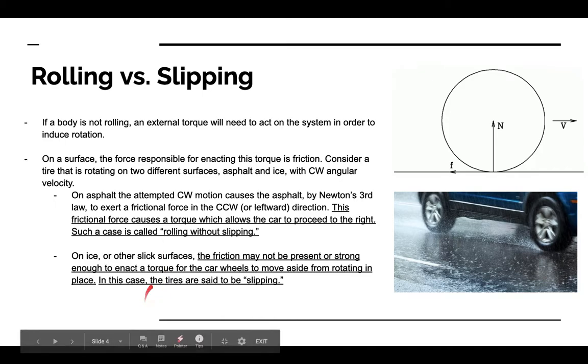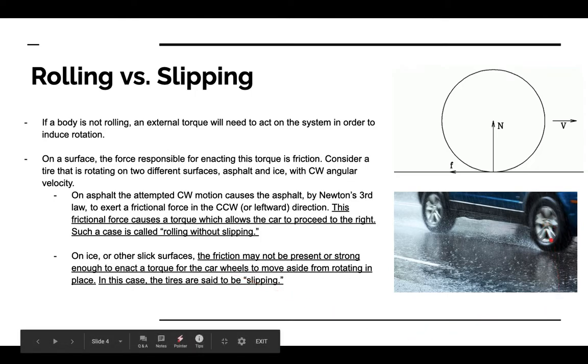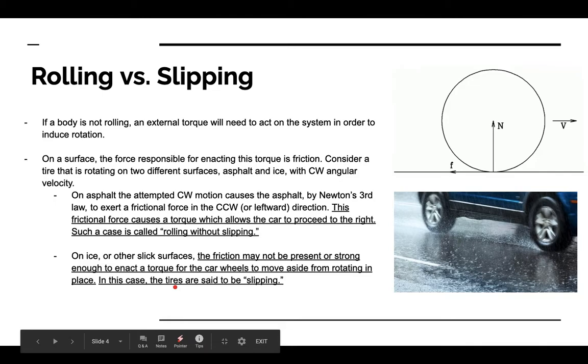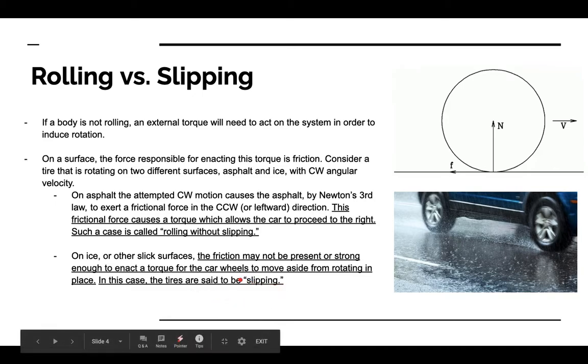On the other hand, if we have ice or other slick surfaces, the friction may not be present or strong enough to enact a torque for the car wheels to move, aside from rotating in place. So if you've ever noticed a car that's trying to drive on a really slippery surface, the wheels may rotate, but the car may not move very much. What we call this is rolling with slipping. Because we're slipping, we're not able to move from one spot to another, so we're slipping in place. The tires are able to rotate and able to roll, but we're not able to move from one spot to another. So this is called rolling with slipping here.